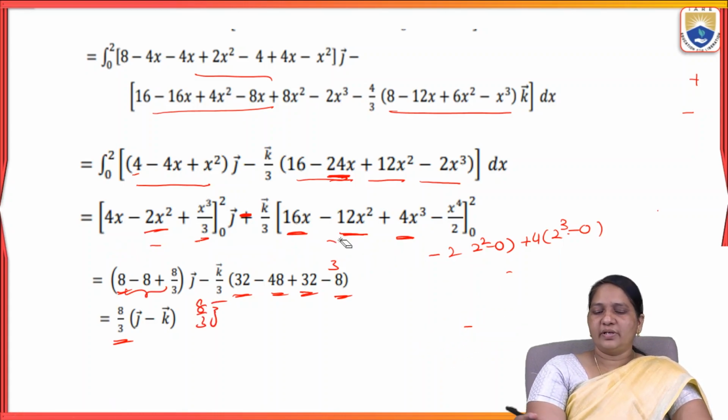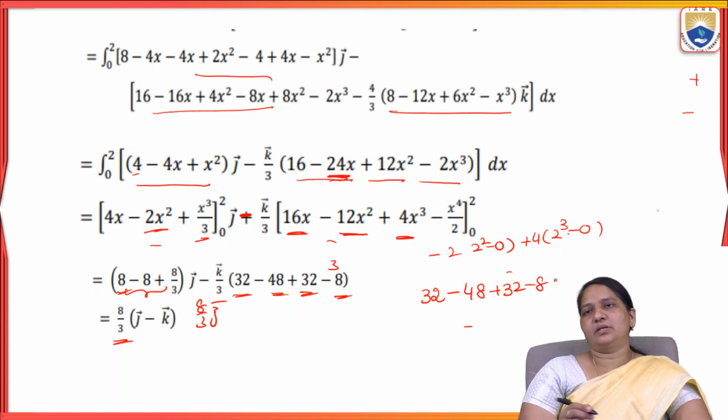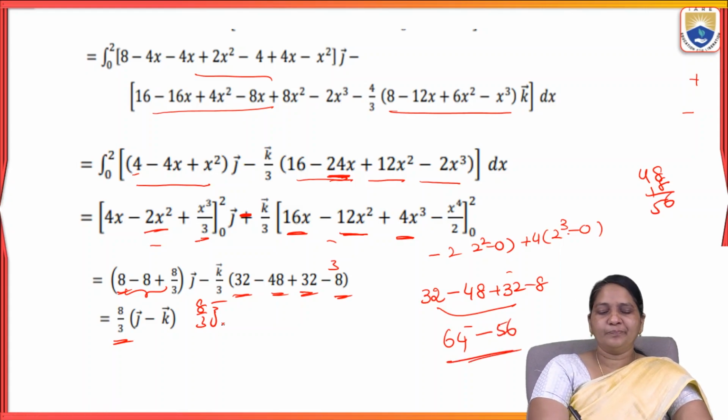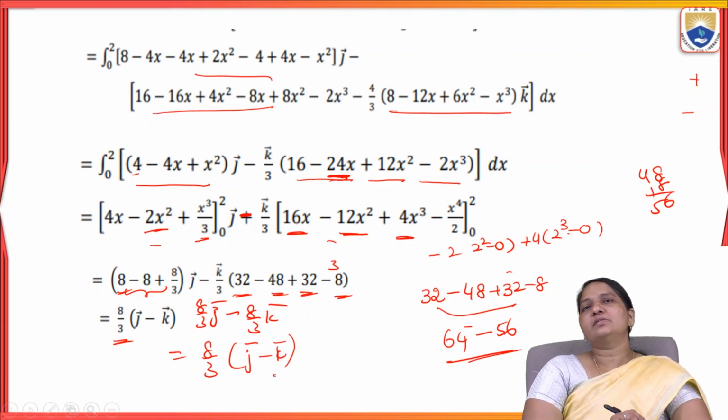Next one we are going to simplify. Here 32 minus 48 plus 32 minus 8. So 32 plus 32 is 64, minus 48 plus 8 is 56. So 64 minus 56, that is 8. So minus 8 by 3 k bar. Finally, we are taking 8 by 3 common. We are getting here j bar minus k bar. This is the final value.